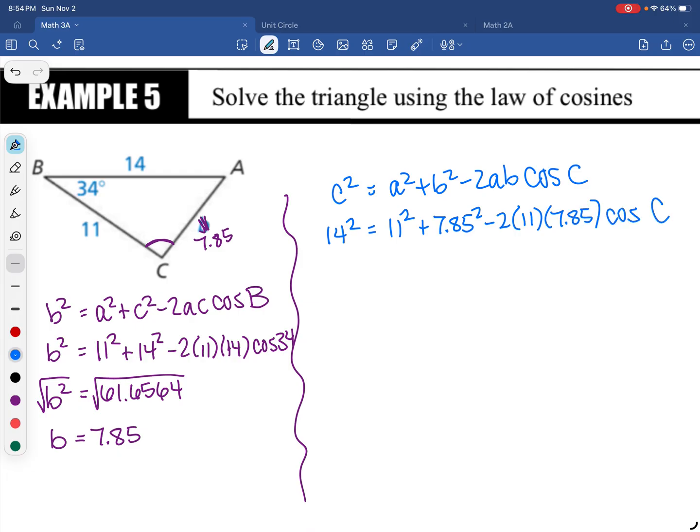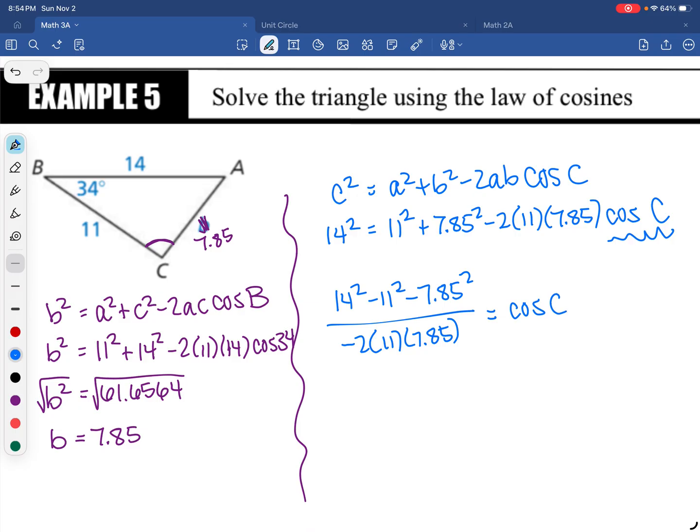Okay, remember this is what we're solving for, so we need to do the subtraction idea, move stuff over. And so we've got 14 squared minus 11 squared minus 7.85 squared all over negative 2 times 11 times 7.85 to solve for cosine C. Okay, so in the calculator, we have all of that.